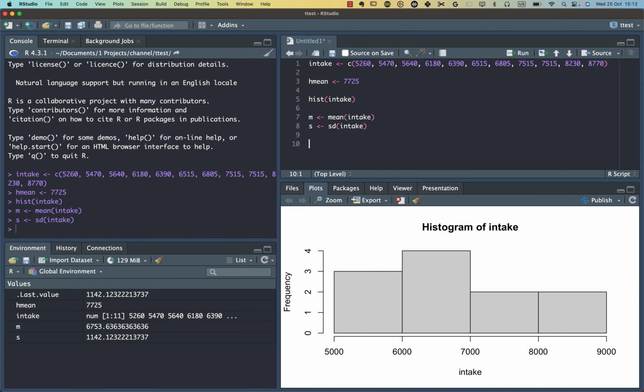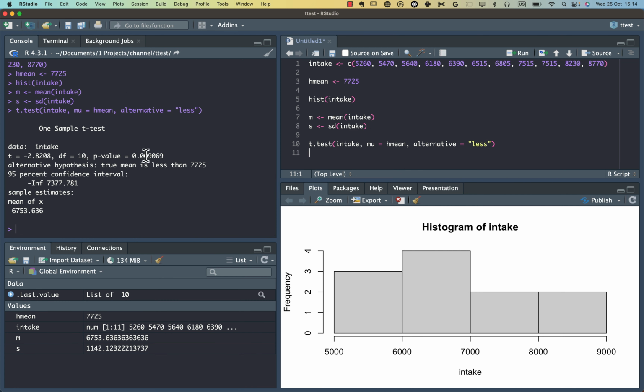So the traditional way, of course, is to apply a t-test to this, and I'm going to show you how to do this. A t-test of intake, testing against mu equals the hypothetical mean, and we are going to restrict our attention to when the alternative is less than the mean. In this case, we get a p-value of 0.009. So it is significant. But the question is really, what does this really mean? And this is what we're going to explore in this video.